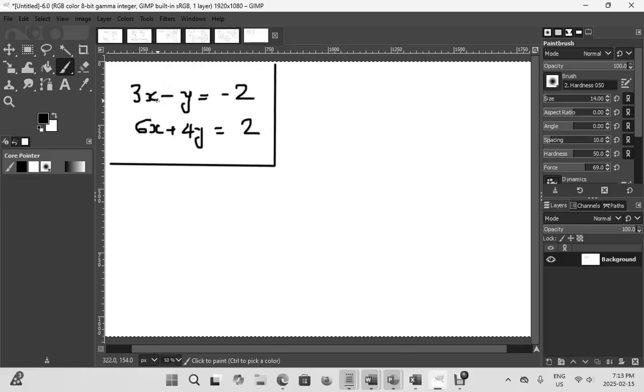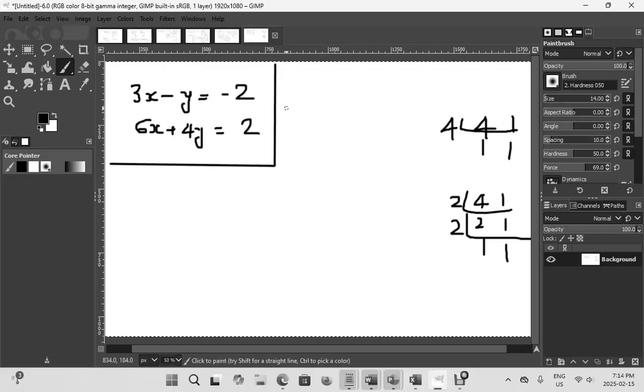To solve for these two linear equations to find the x and y value, what you will need to do is make sure that the coefficient of the y value is the same in both equations. In order to do this, you will need to multiply one of the equations by a factor, or both the equations by 2 factors that may or may not be the same. The LCM, the lowest common multiple, is 4.